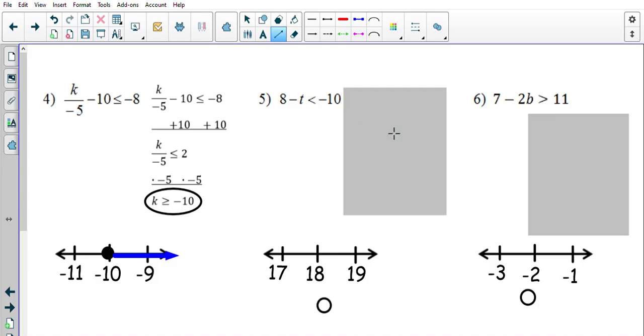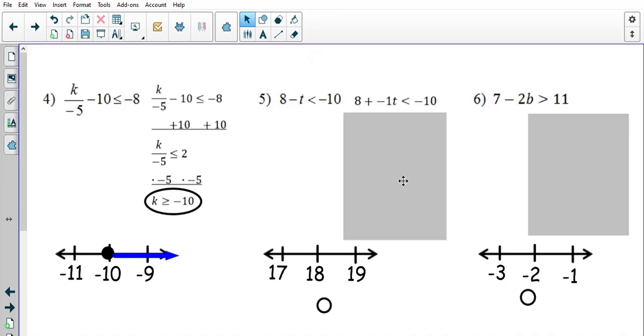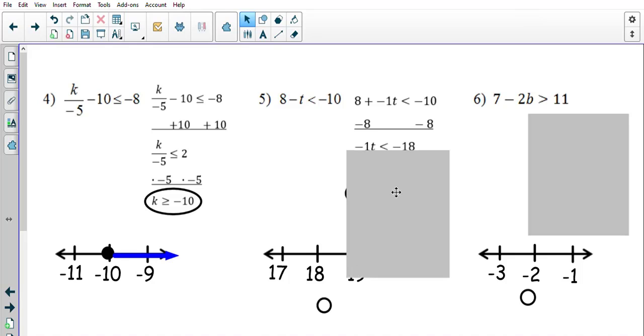Now, in numbers 5 and 6, the variable comes after subtraction. And if you remember, anytime the variable comes after subtraction, we should add the opposite. So in fact, I rewrote this equation as 8 plus negative 1t is less than negative 10. The inverse of adding by 8, that's what we want to get rid of first, is subtracting by 8. A lot of students try to add 8 to both sides, and that's just not correct. So we're going to get negative 1t is less than negative 10 minus 8, which is negative 18.